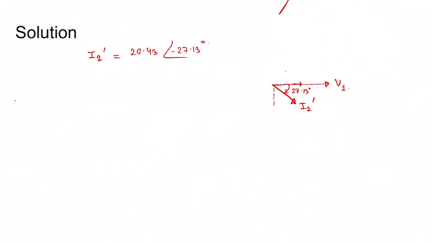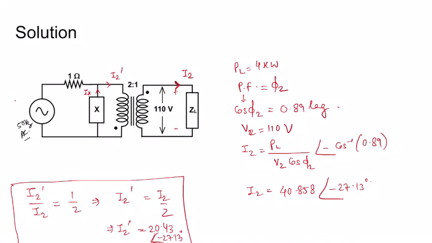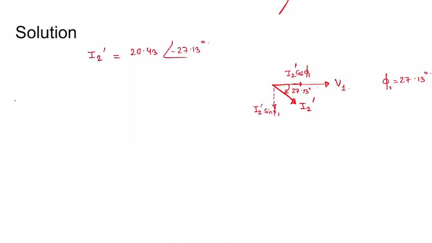Now to make it unity power factor, we break I2 dash into two parts. This is I2 dash cos phi, where phi equal to 27.13 degrees, let's say phi 1, and this is I2 dash sin phi 1. If this reactance X provides a current Ix such that I2 dash plus Ix makes UPF, that is in line with V1, then we can say it is UPF operation. So Ix is equal to I2 dash sin phi 1.